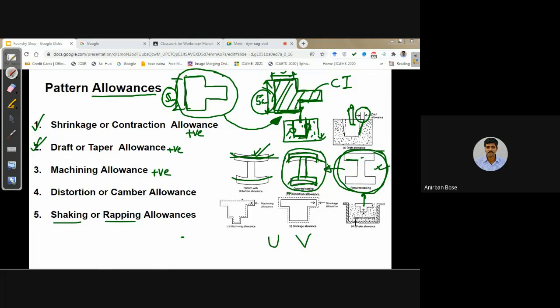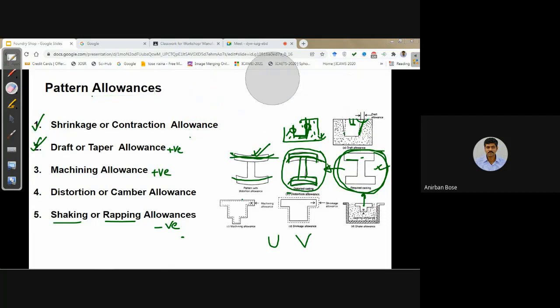And during that shaking process, what happens? The cavity itself becomes large. The pattern is not large, but because of the shaking of the pattern to take it out from the mold, the cavity actually increases. So that allowance you have to give in the pattern. What kind of allowance will it be, positive or negative? Definitely it will be a negative allowance. Why negative? Because if you make a smaller size of pattern and then you give the shaking allowance, the cavity is going to increase. So it is a negative allowance that you have to give in the pattern.